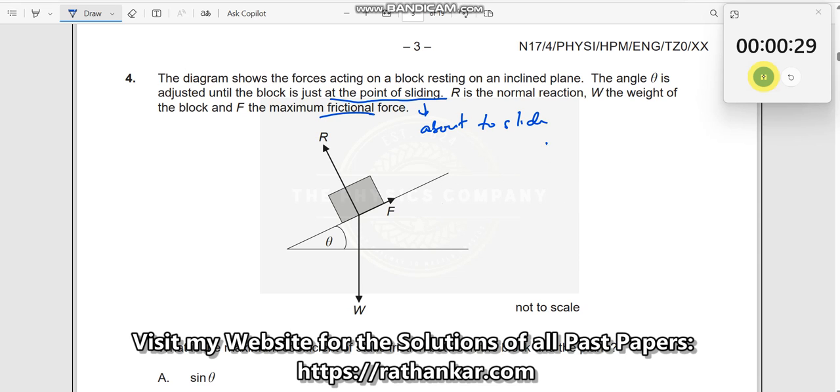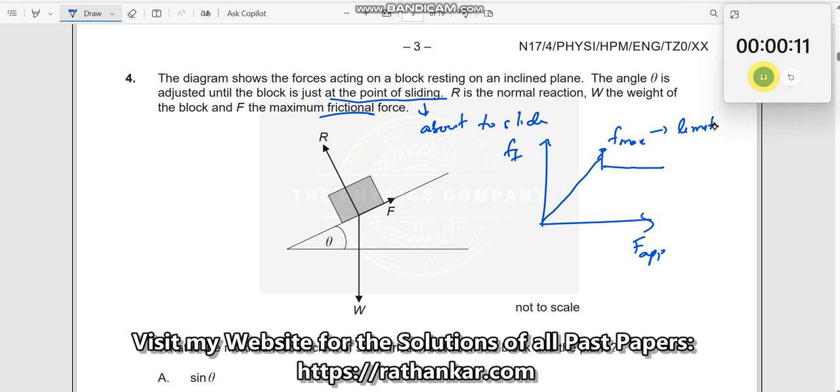If you plot a graph of the frictional force versus the applied force, then what do you see? You get a straight line like this, goes to your peak, and then it comes down and goes like this here. What do you call this point? This is your F max. What do you mean by this F max? This is your limiting friction. That means the maximum force that you will be able to apply so that the object can slide.